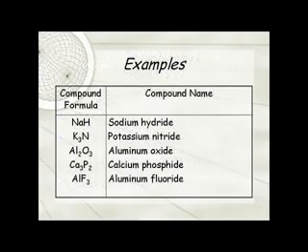Here are some examples. For our compound formulas, first we have NaH. This would be sodium hydride. K3N would be potassium nitride. Al2O3 would be aluminum oxide. Ca3P2, calcium phosphide, and AlF3 is aluminum fluoride.